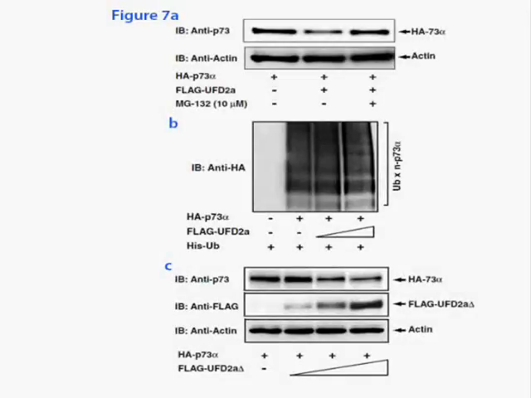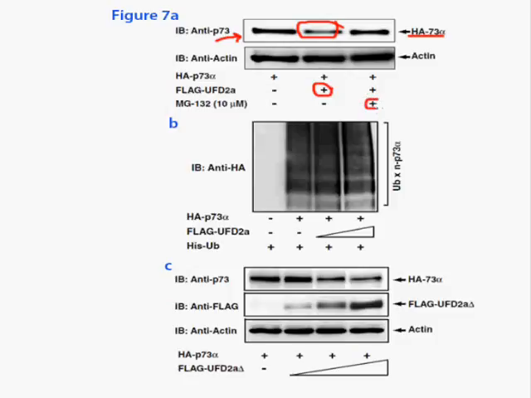So this is figure 7. This figure is perhaps a central figure to this paper, as it shows that UFD2a downregulates P73a without ubiquitination. So in A, we see a cell that has been transfected with plasmids that express hemagglutinin tagged P73 alpha. This top panel here is an immunoblot against P73, and we can see that in the presence of UFD2a, the levels of P73 alpha decrease, as we saw before.